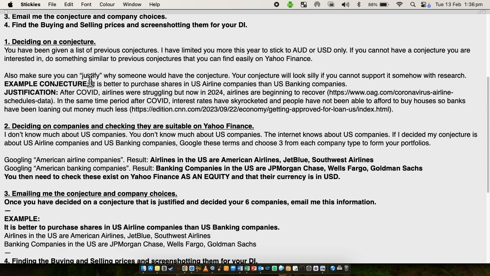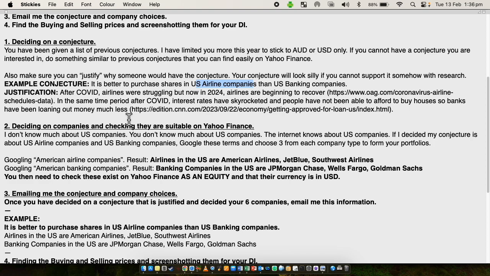So I just put this together the other day. My example conjecture is it's better to buy shares in US airlines than US banking companies. Why? Well, just in my head, I didn't do the research first.